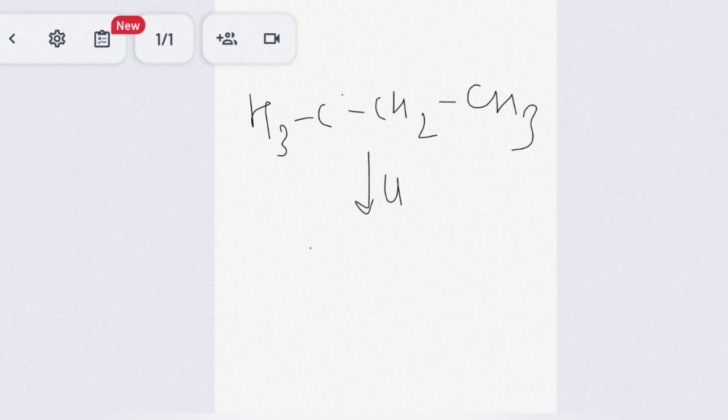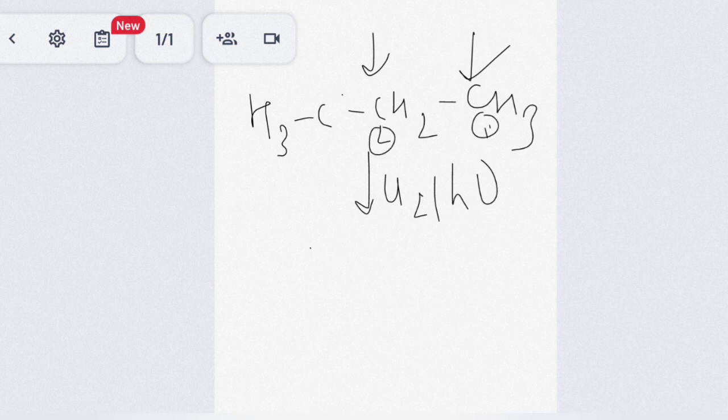So this is propane in the presence of Cl2 and sunlight. We have two carbons for Cl to attach. Cl can either attach to this one, let us name it 2, or this one. So it will either go on the second carbon or the first carbon. It will not go on the third one because the third and first are similar positions.